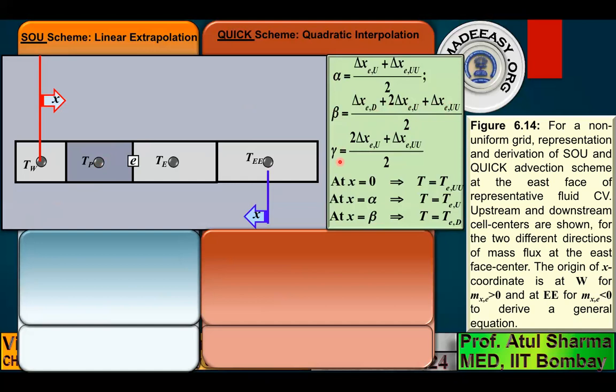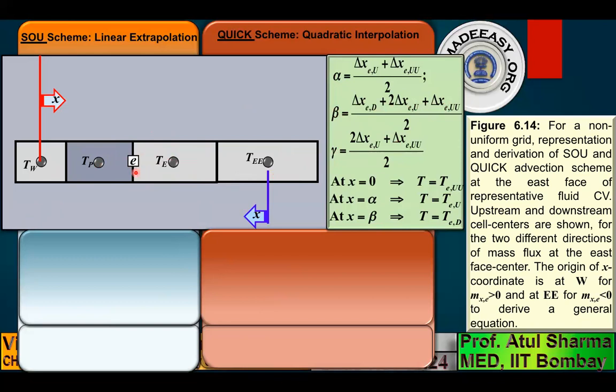Now, what is gamma? Gamma is the x coordinate of the face center. If the flow is in the positive x direction, the x coordinate here will be delta x w by 2 plus delta x p. If the flow is in the negative x direction, then the x coordinate here will be delta x e plus delta x e by 2. This is what is given as gamma. So alpha is the x coordinate of the upstream neighbor, beta is the x coordinate of the downstream neighbor, and gamma is the x coordinate of the face center.